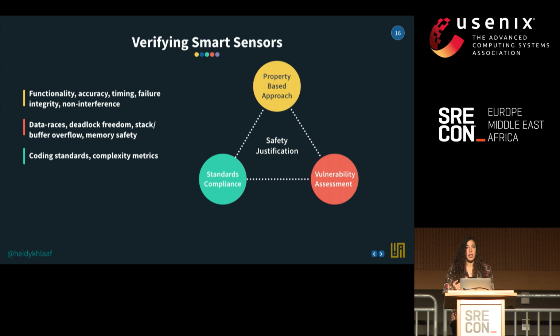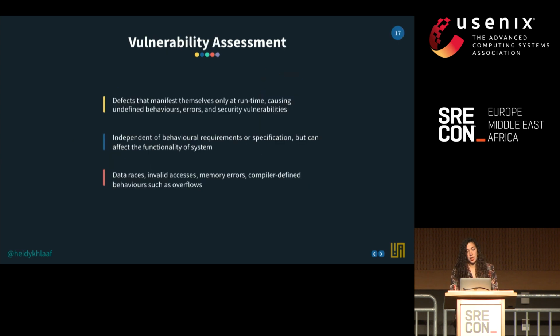So 61508, for example, sometimes has a very specific way they want you to implement your system. In the interest of time, I'm going to skip over standards compliance because this usually depends on the industry. It's also not very much what I'd consider formal verification, but more like a linter, or things that even your own IDE and compilers can catch. So I'll start with the least rigorous of the remaining two, and that's vulnerability assessment.